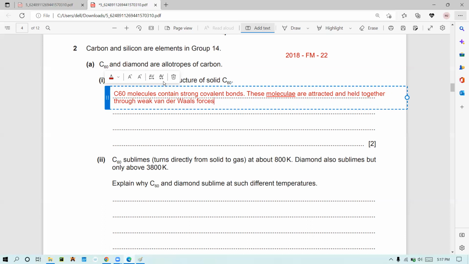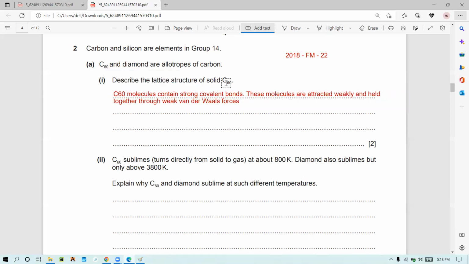These molecules are attracted and held together. We can say these molecules are attracted weakly. It's better. Weakly attracted and held together through weak van der Waals forces. Yeah, that's enough. For writing that C60 molecules are made up of covalent bonds, you get 1 mark.